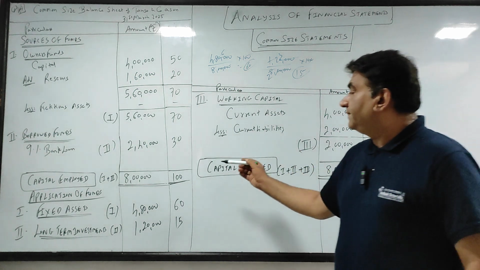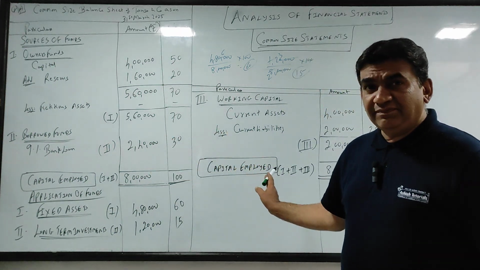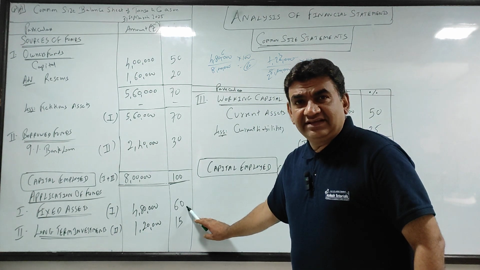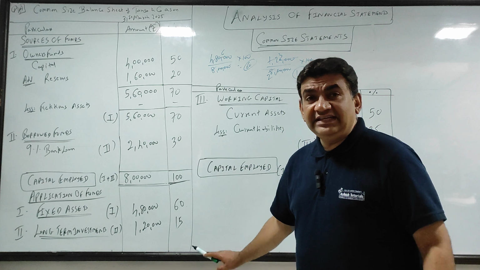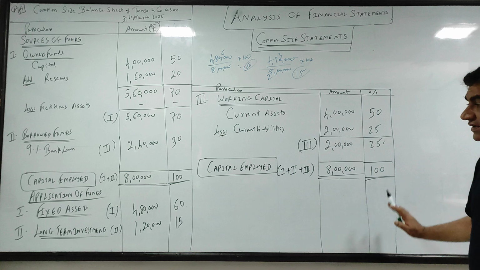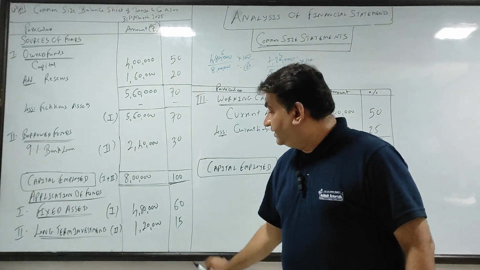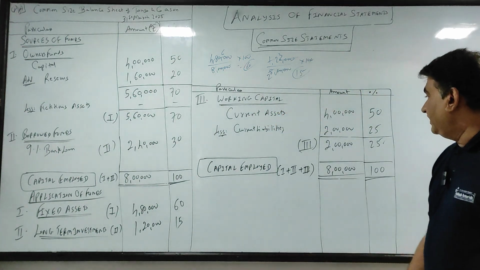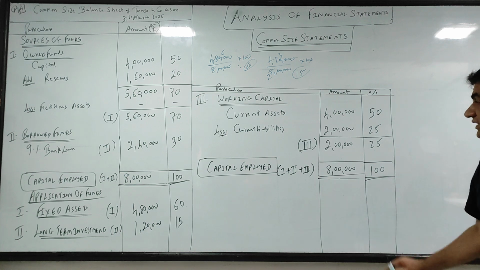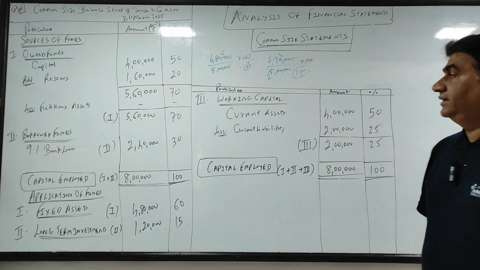Now see how we did this. 70 plus 30 is 100. Sources had 2 parts, applications has 3 parts. So the percentage of all three has to be 100. Check it. 60, 15, 60 plus 15 is 75, 75 plus 25 is 100. Got it? 60 fixed assets, long term investments 15. So 60 plus 15 is 75 and 75 plus 25, that is 100. So that is my balance sheet total. Capital employed is 100. Clear?